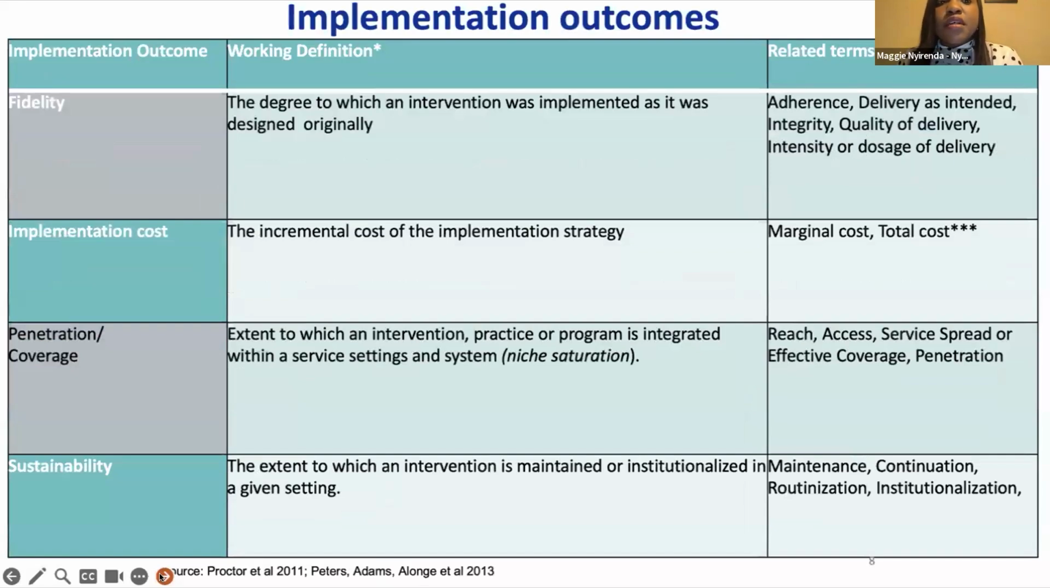Fidelity is the degree to which an intervention or a protocol was implemented as originally designed. Implementation cost is the incremental cost of the implementation strategy, and penetration or coverage is the extent to which an intervention or test is integrated within a service. And lastly, sustainability, the extent to which an intervention is maintained or institutionalized. Next slide.